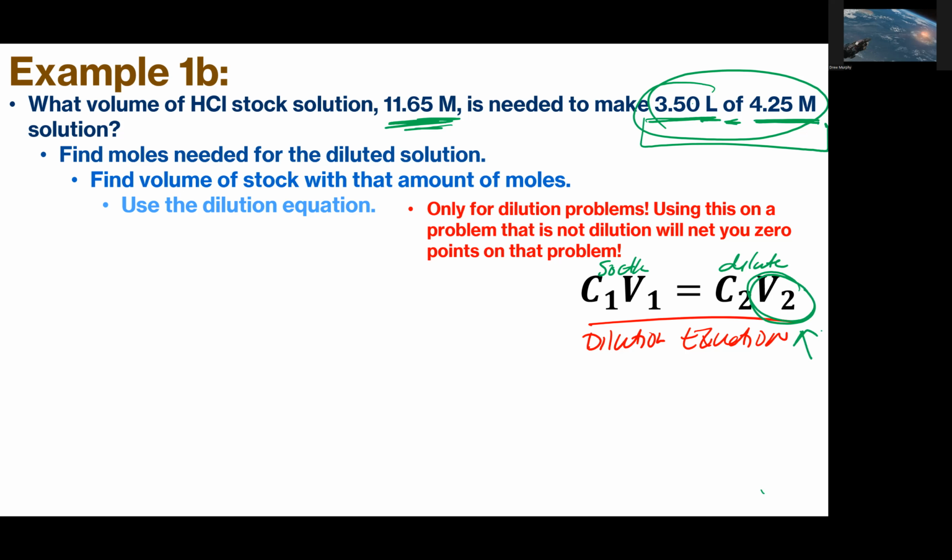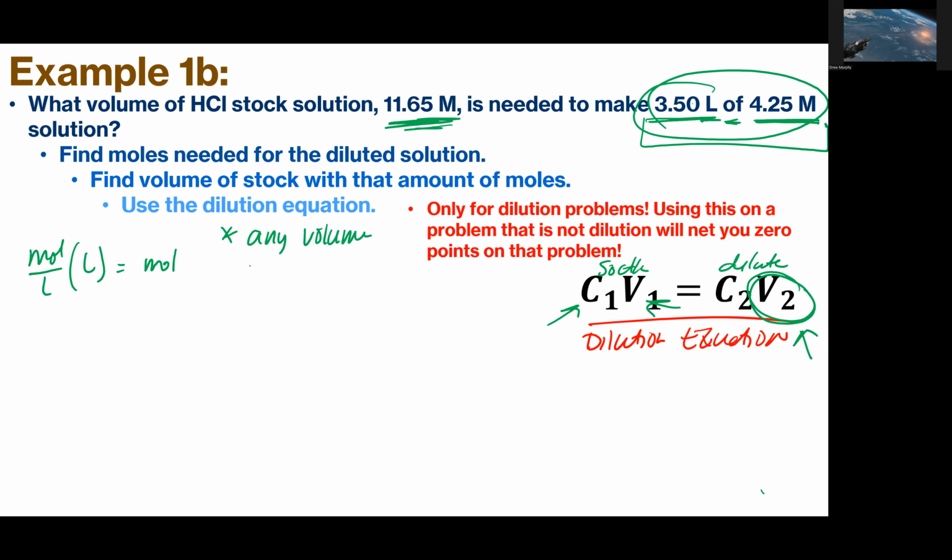Now, the reason this equation works is because if you take moles and divide it by liters and then multiply it by liters, you're going to get moles. This is moles per liter, this is liters, and you're going to get moles. And the moles in the dilute solution and the moles in the concentrated solution are the same number of moles. So that'll work.